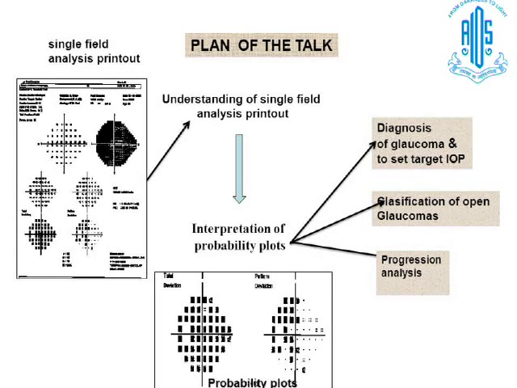Now I start the talk. The plan of the talk is understanding of the single field analysis printout and then interpretation of the probability plots. The most important thing is we have to understand each component's meaning in the single field analysis printout and the interpretation of the probability plots to diagnose glaucoma, to set the target IOP, and then we can classify glaucomas on the basis of visual field defects and the progression analysis.